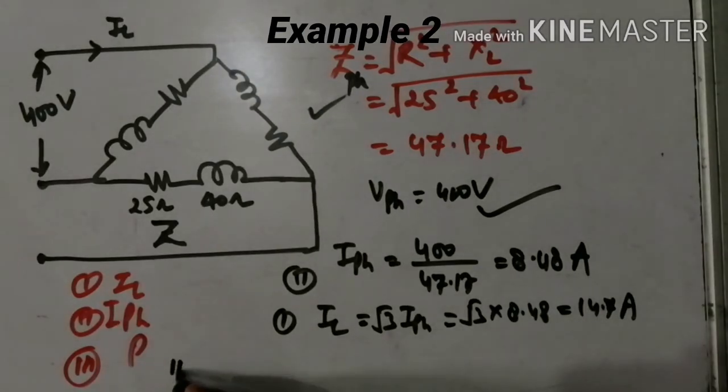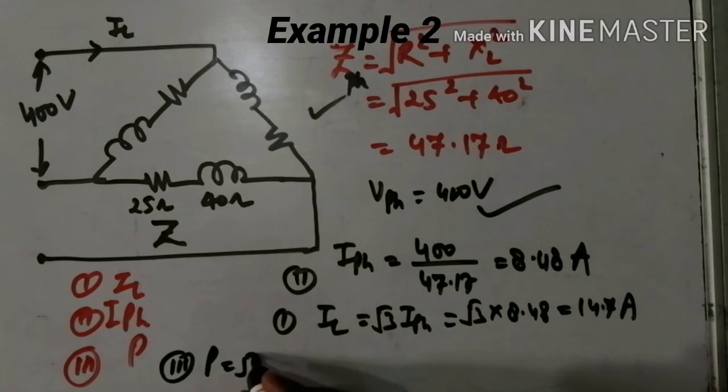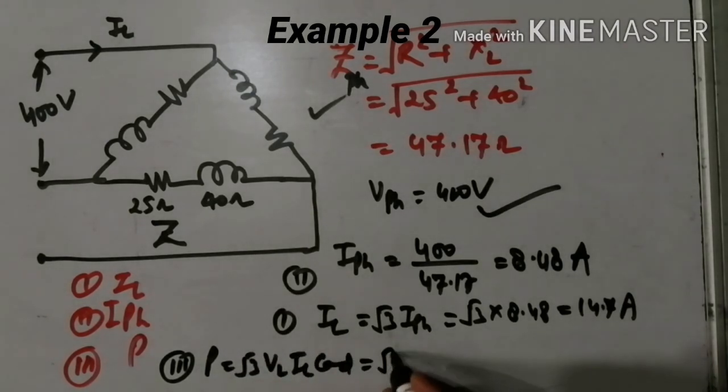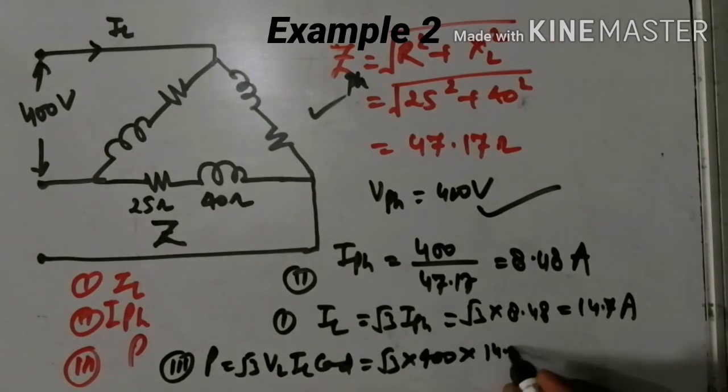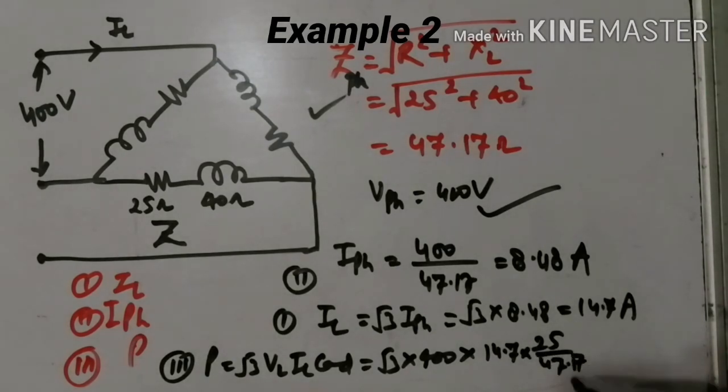Now see the third part, that is power, which is root 3 VL IL cos phi. Under root 3, 400 into 14.7 into cos phi. Cos phi is nothing but R upon Z, that is 25 upon 47.17. After the calculation, it is 5397.76 watt.